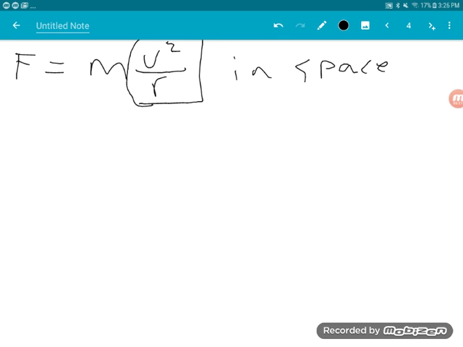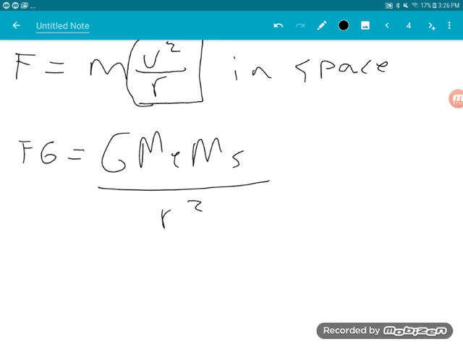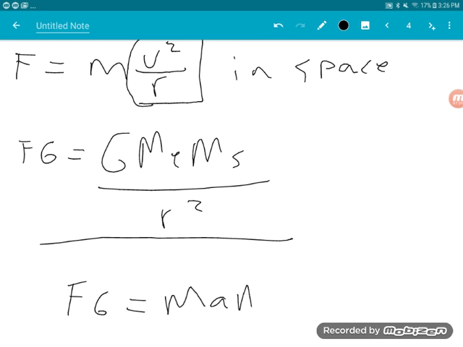So, in space, Fg is equal to G times the mass of the Earth times the mass of the spaceship, all divided by the radius squared. So what is this? Okay, that's great. We know that Fg is equal to ma. We're kind of going in circles here. There's not a lot to work with, so we need to start looking at some other things.